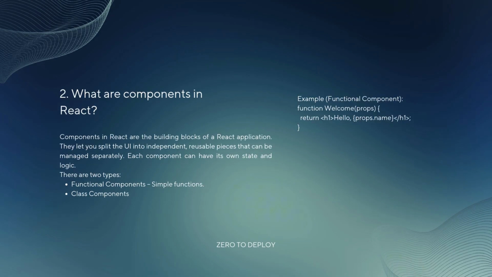What are components in React? Components in React are the building blocks of a React application. They let you split the UI into independent reusable pieces that can be managed separately. Each component can have its own state and logic.